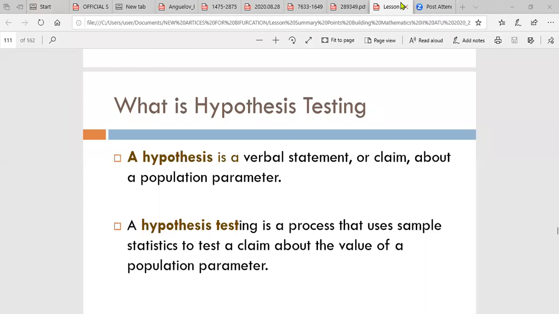We started with hypothesis testing, an introduction last week, and we want to now look at the concept of what hypothesis testing is. Okay, so in class we said that there are two approaches to statistical inference.